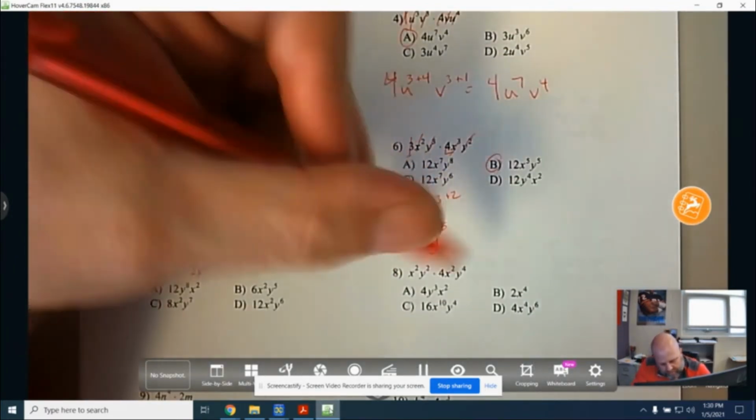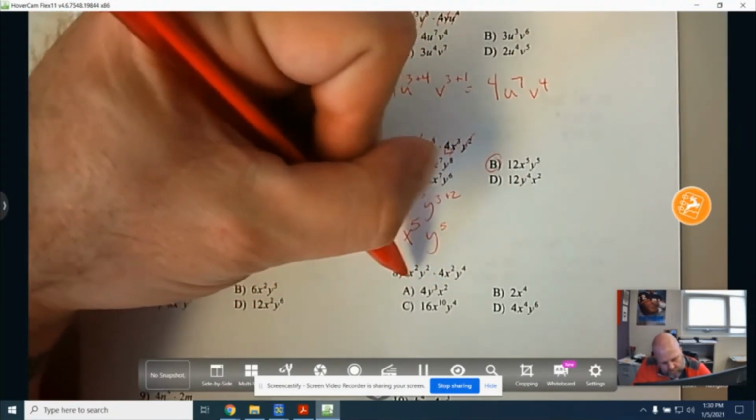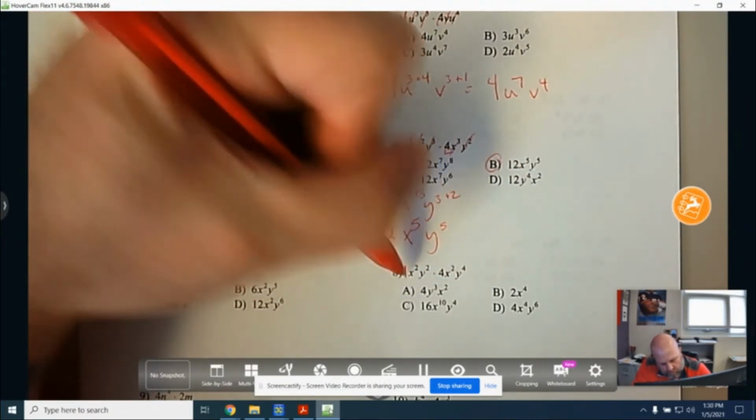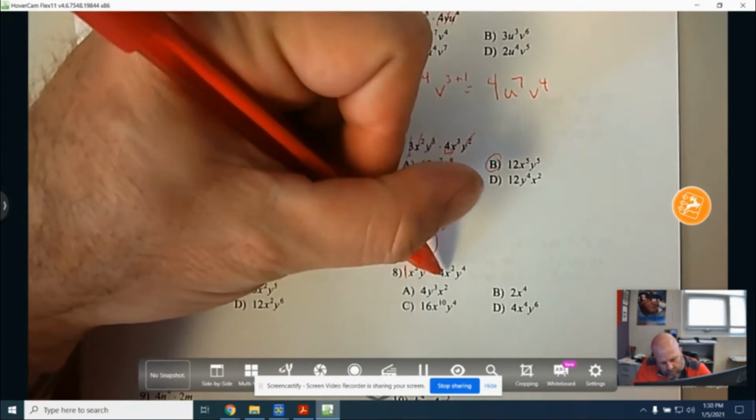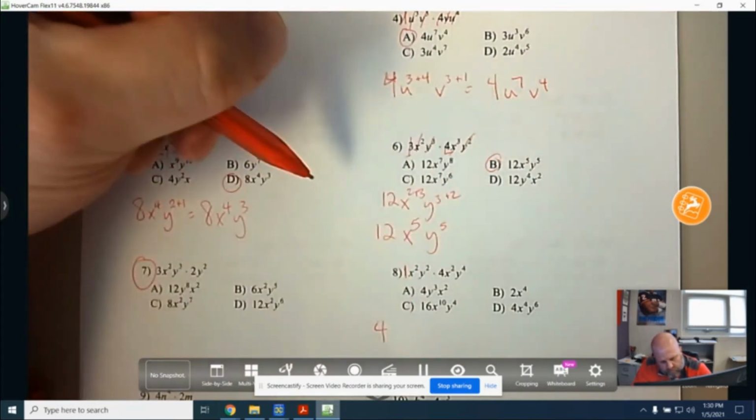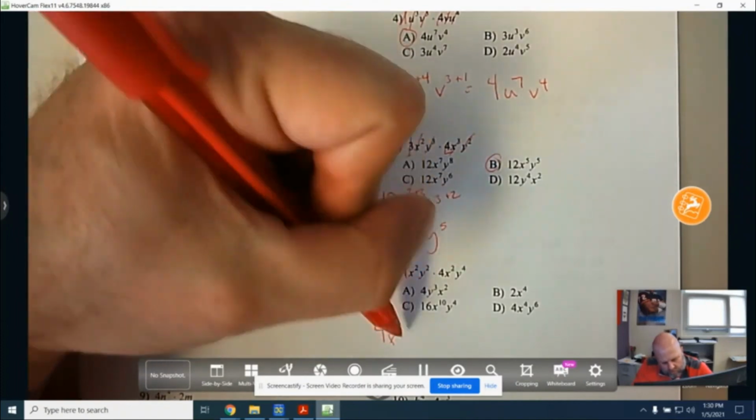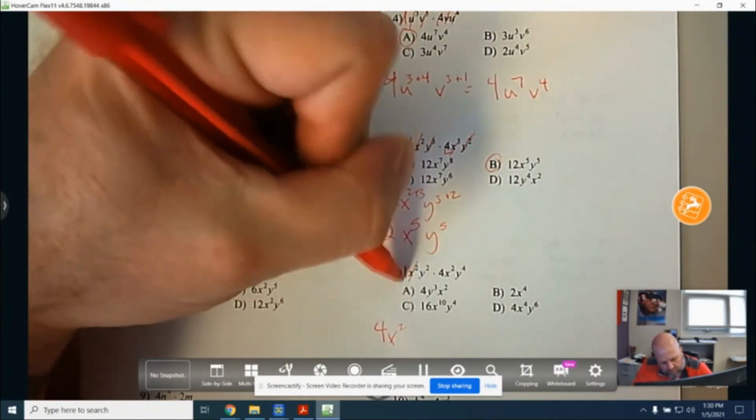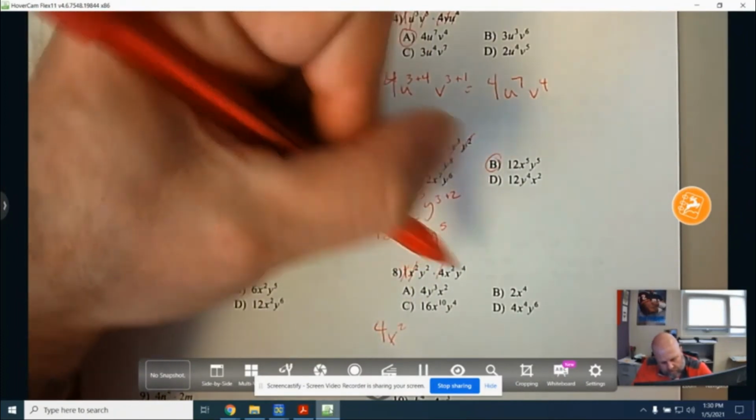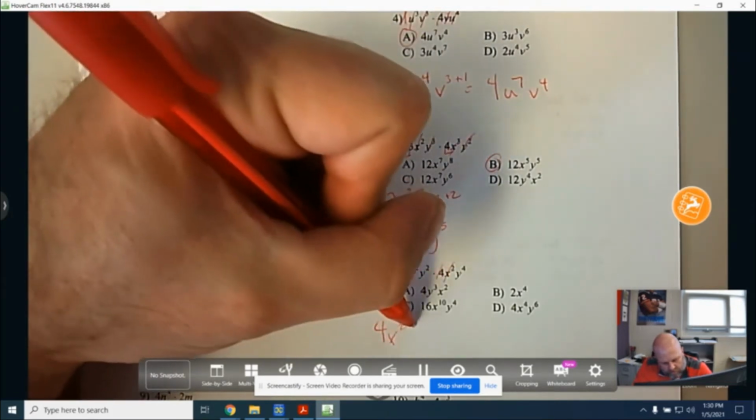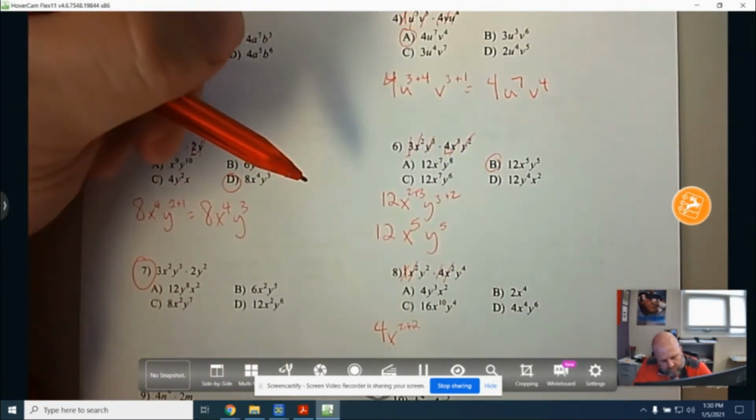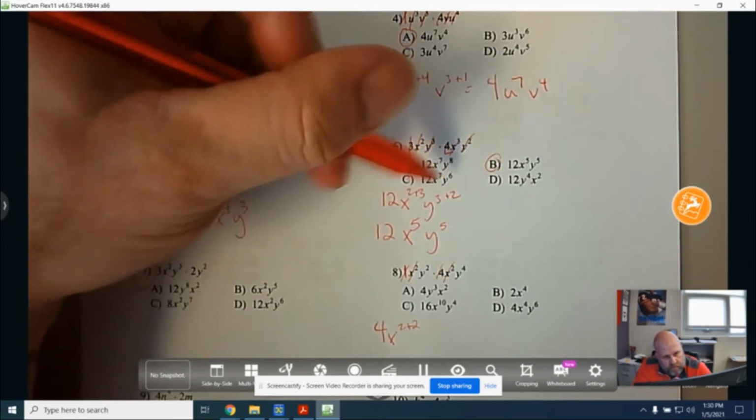All right, number 8. So look for coefficients first. You don't see one here, so there's a 1. So 1 times 4 is 4. And then put my x down. I have 2 of them here. I cross off the 1 and the 4 and that x, and then I cross off those 2 x's and write plus 2.